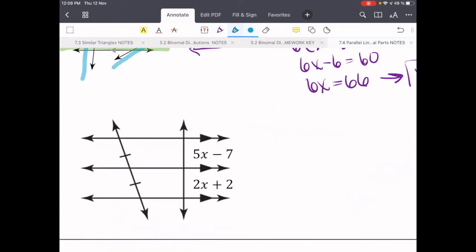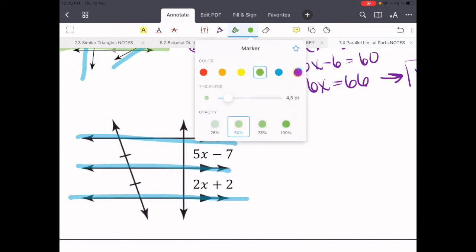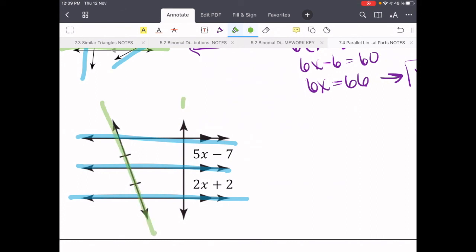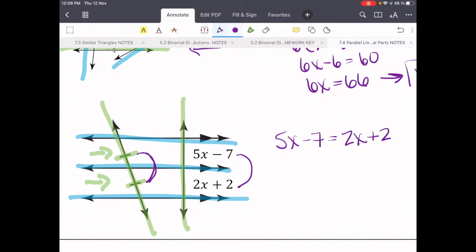Now, this last one is interesting. We have parallel lines, and we have our transversals, but they don't tell us anything about this side, or do they? We've got 2 congruent markings here, which means that if those 2 segments are congruent, the ratio of these is 1. If these equal each other, then these equal each other. So 5x minus 7 equals 2x plus 2. So 3x equals 9 and x equals 3.